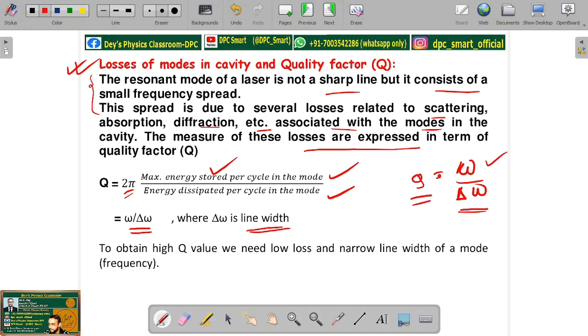Now, to get a high value of Q, we need a very low frequency spread, that means a narrow line width of a particular mode or frequency. So the quality factor will be higher when this line width is minimum. These are the different losses within the mode and the quality factor.